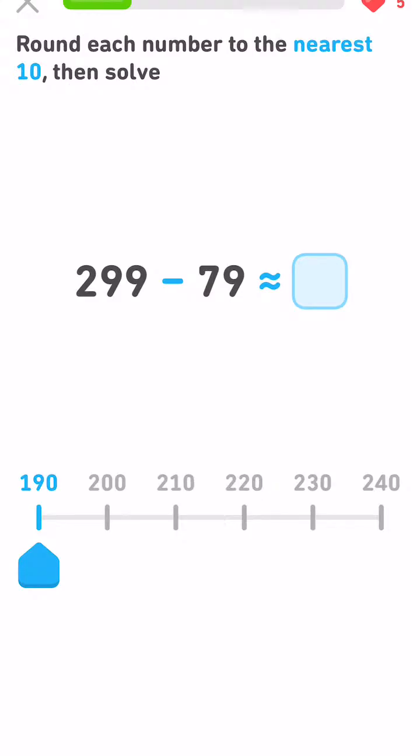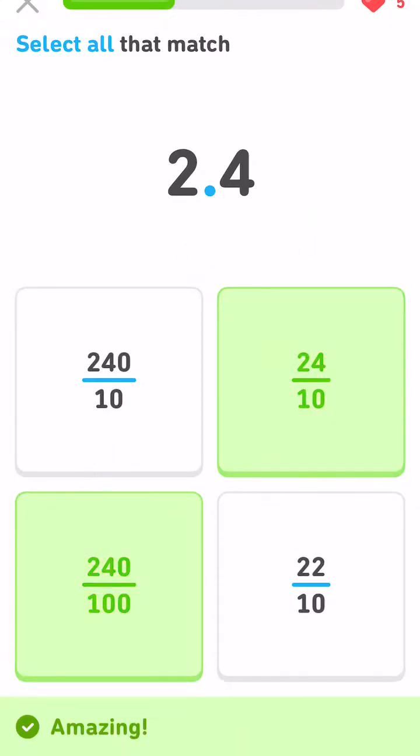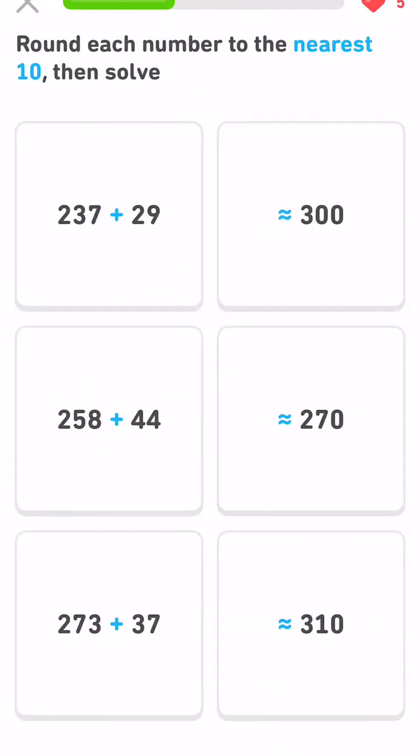So we have 300 minus 80. So 220. 2.4, so it would be these right here. All right, we have 240 plus 30, which is 270. 260 minus 4 plus 40, whoa, is 300.